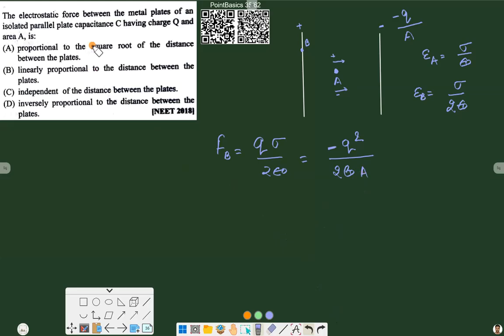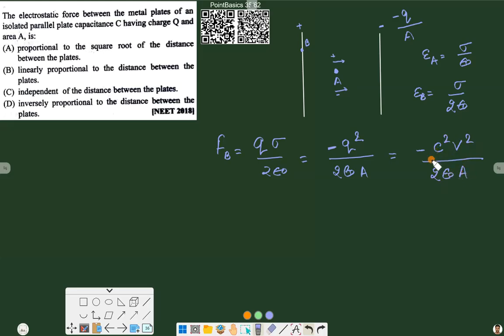Now, as discussed in the options, we have to find whether this force is proportional to distance or not. So we have to form this relation in terms of distance. And for that we can do this: we know that Q is equal to CV. So this will be minus C square V square divided by 2 epsilon naught A.